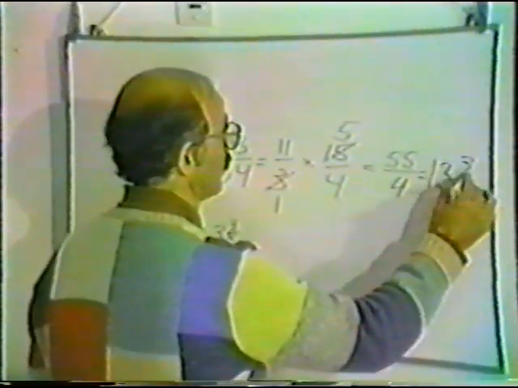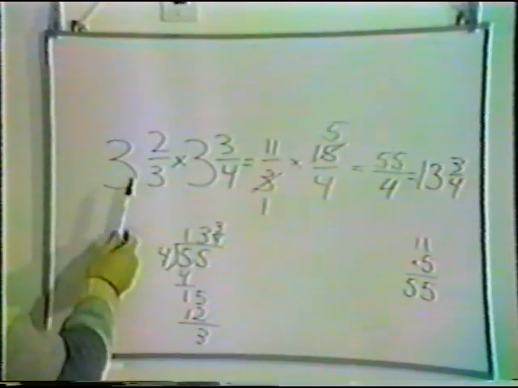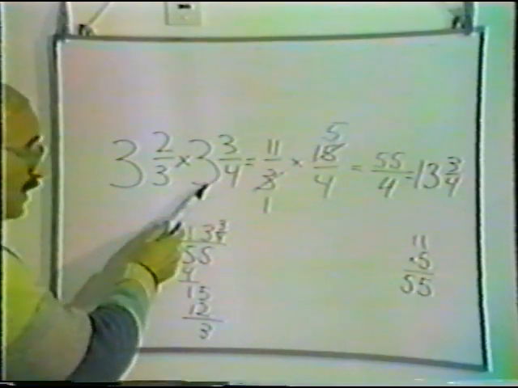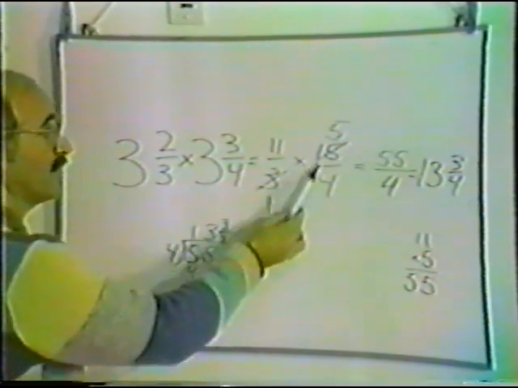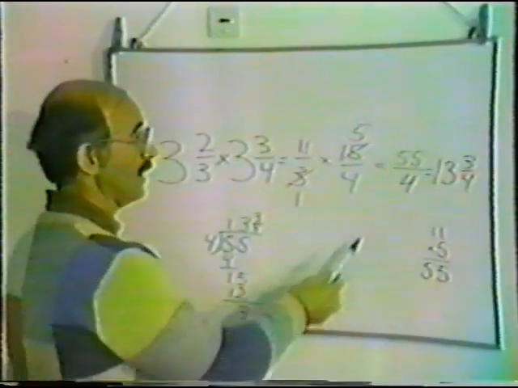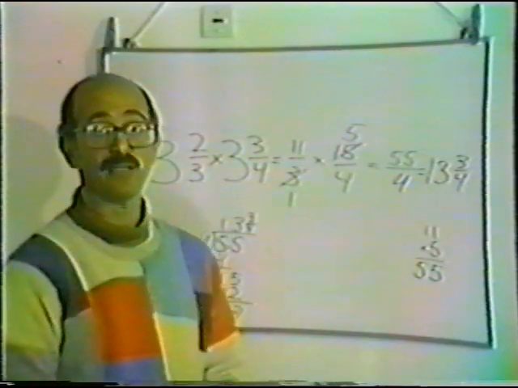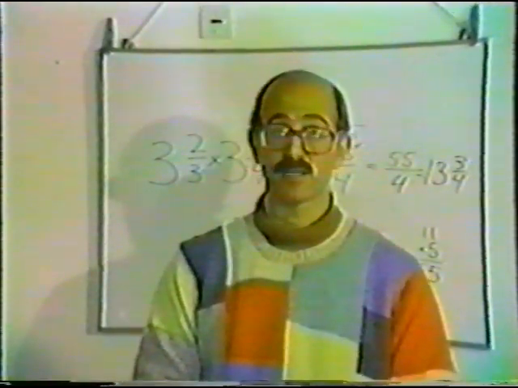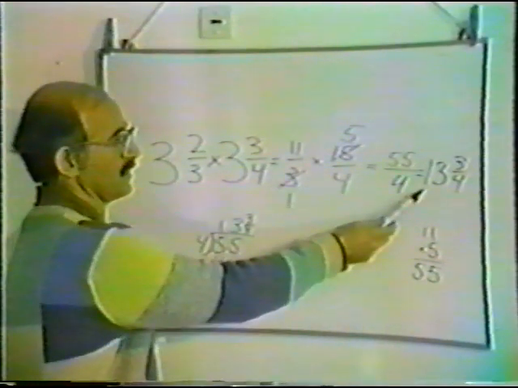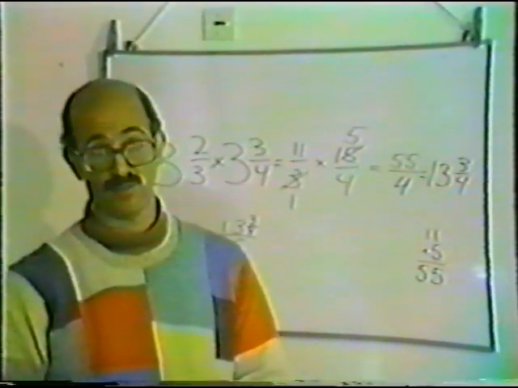13 and 3/4. We started this problem with 2 mixed numbers. We had to change them to improper fractions so that we could multiply them. Then we got an answer that was an improper fraction, and we had to change that back into a mixed number. And our final answer was this mixed number, 13 and 3/4.